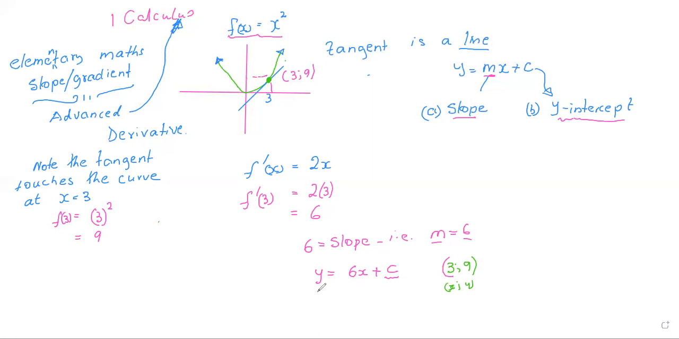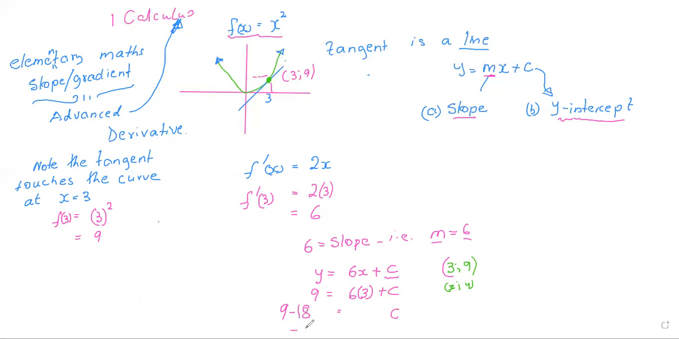Substituting here for y, you will have 9 equals 6 times x, which is 3, plus c. Now you have one unknown. Now you can see that c will equal 9 minus 18. 6 by 3 is 18.